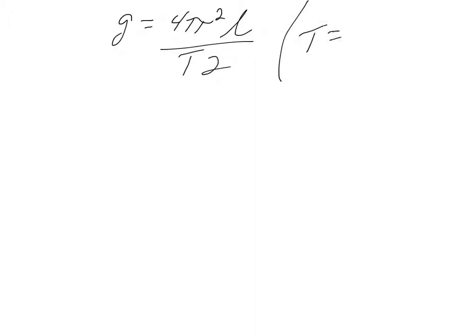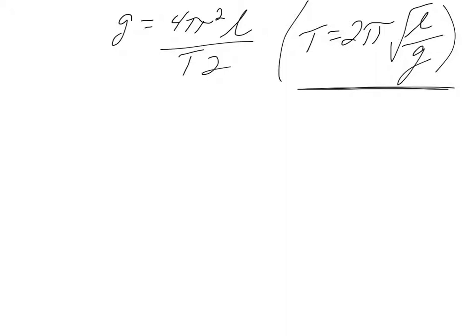This question is asking about the specific gravitational field strength. So we can use the formula g equals 4 pi squared L over T squared. A reminder, we've gotten that from rearranging this equation, which is the equation for period of a pendulum, and this one is in your data booklet or on your data sheet.